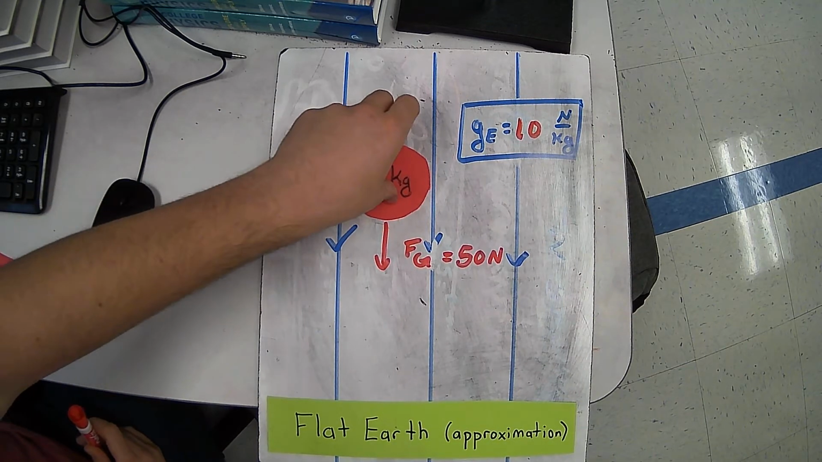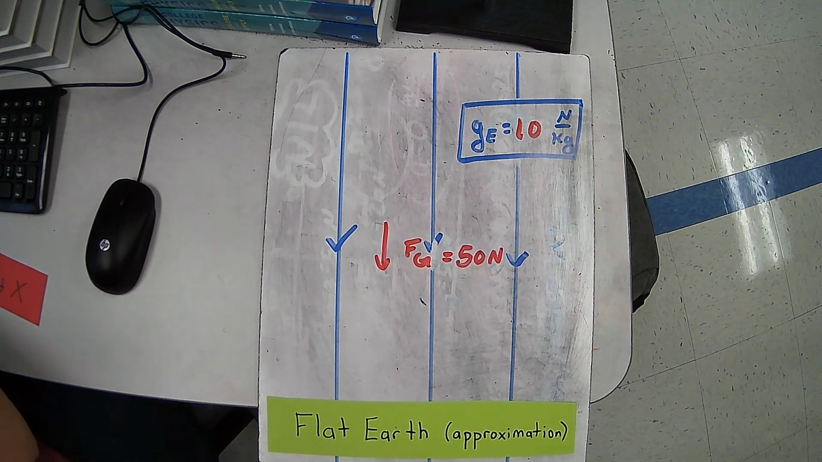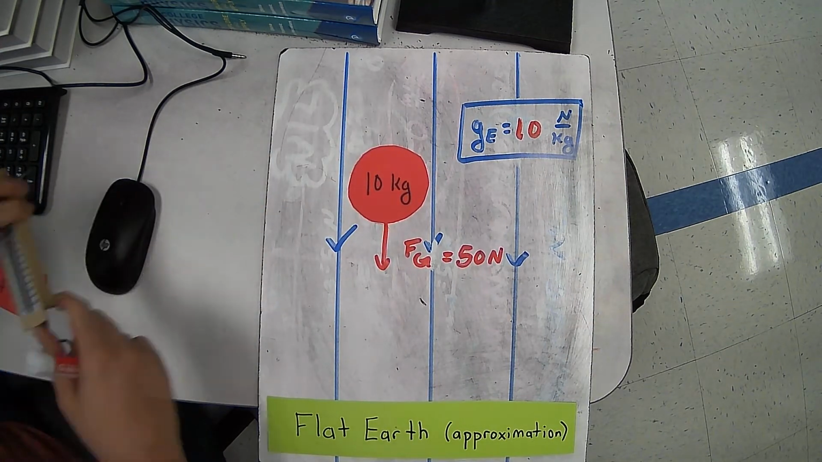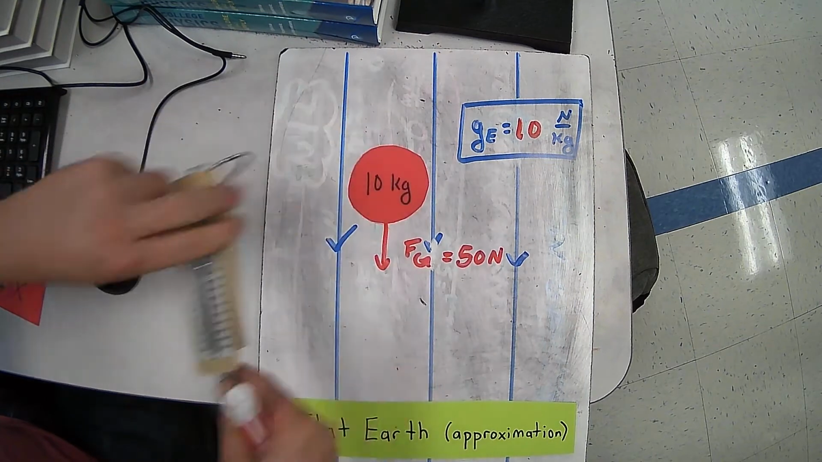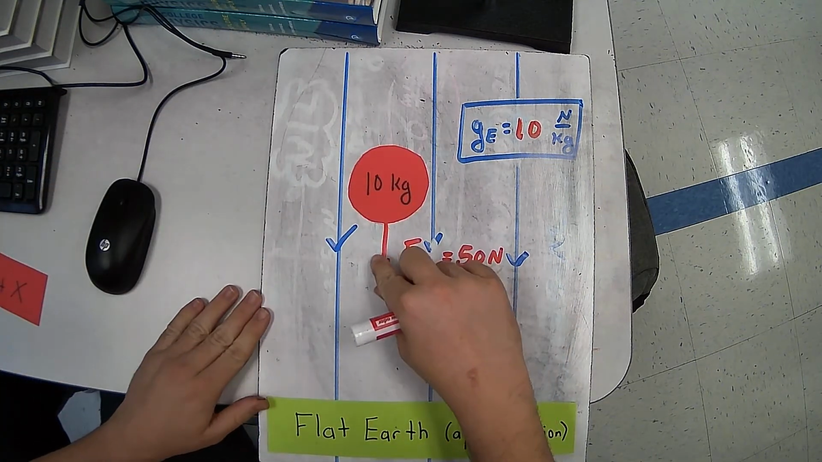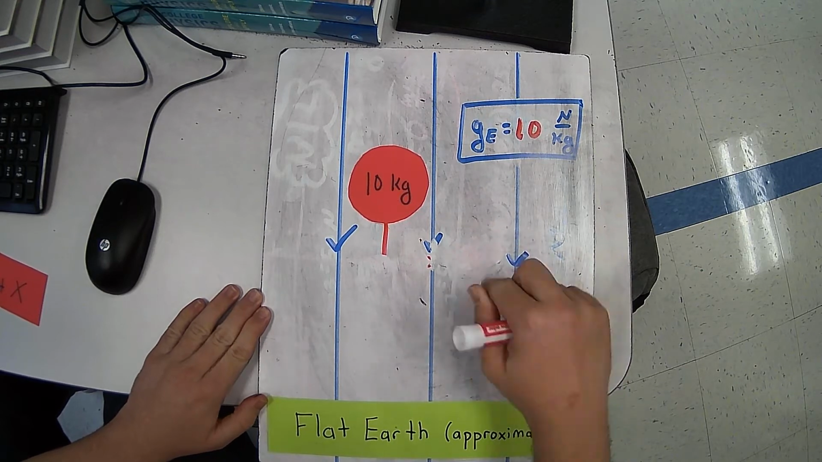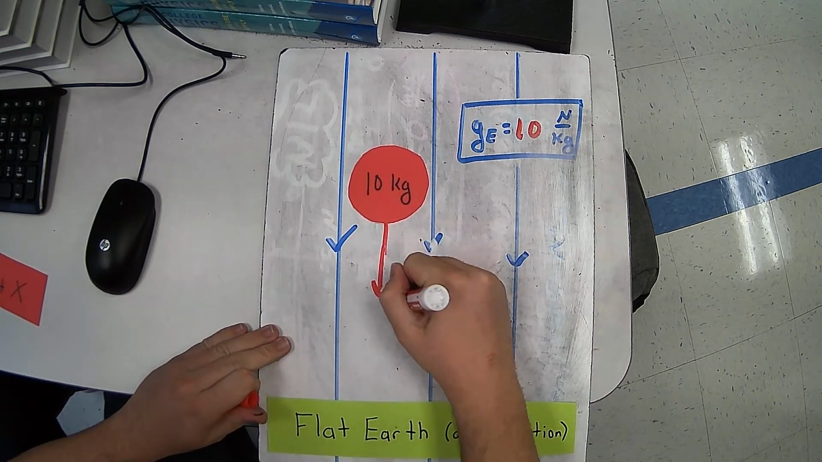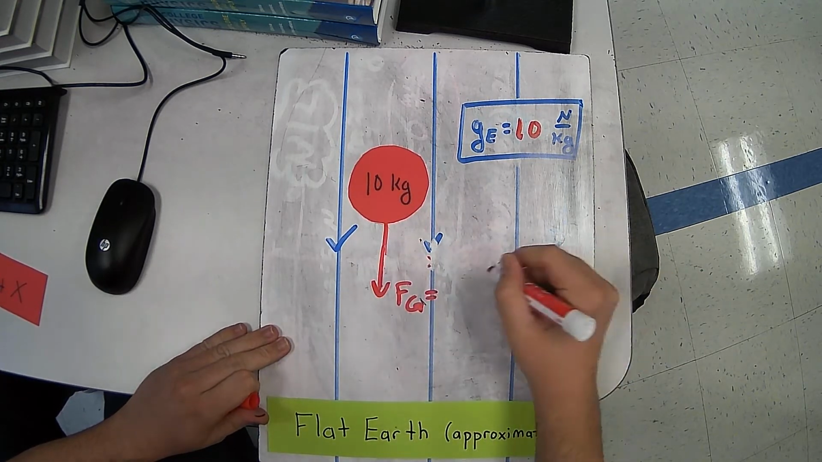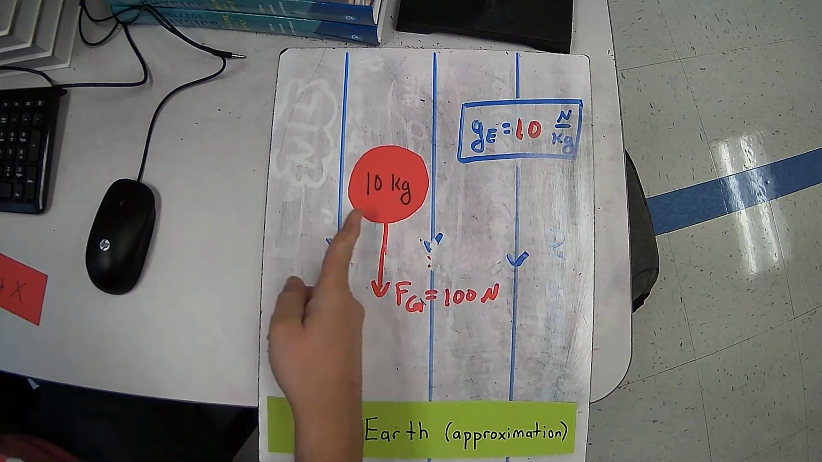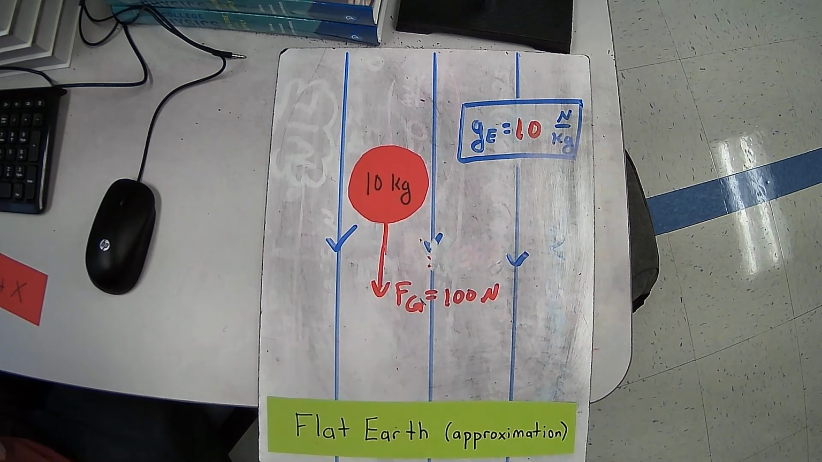If we swap out this 5 kilogram mass with a 10 kilogram mass, and we grab our spring scale and we measure how much pulling down there is, we would measure the gravitational force now on this mass is twice as much. It is 100 newtons. 10 kilograms times 10 newtons per kilogram, 100 newtons of gravitational force.